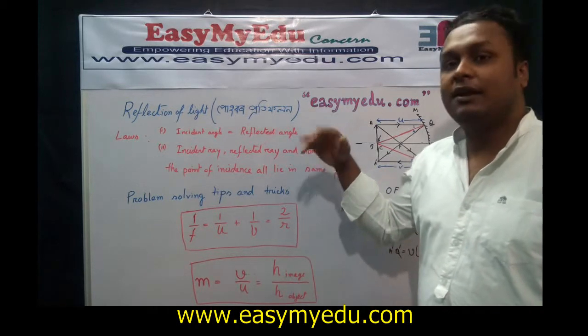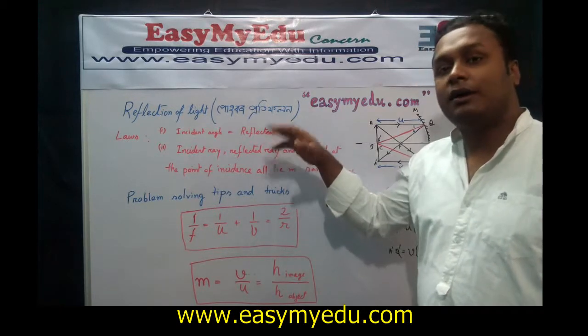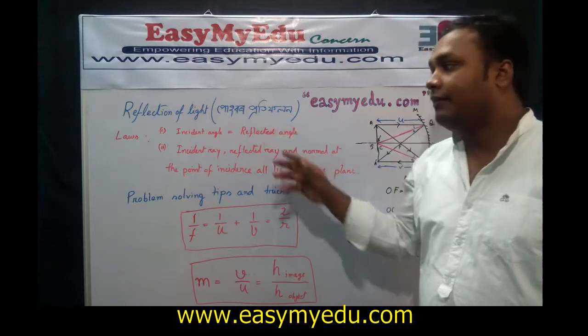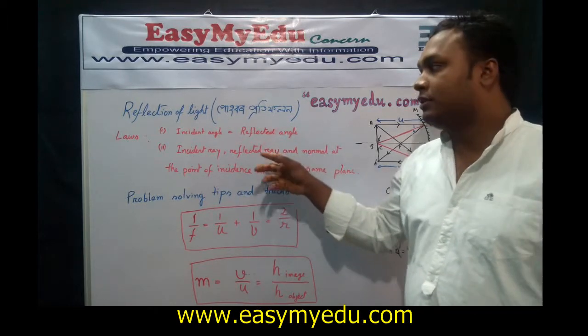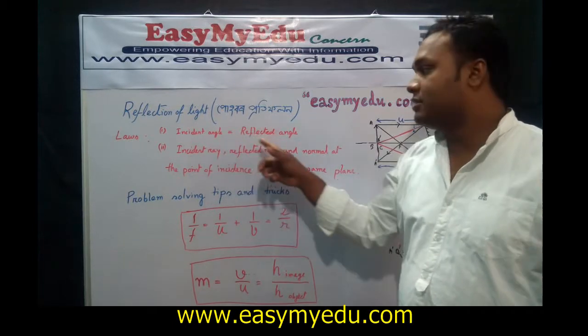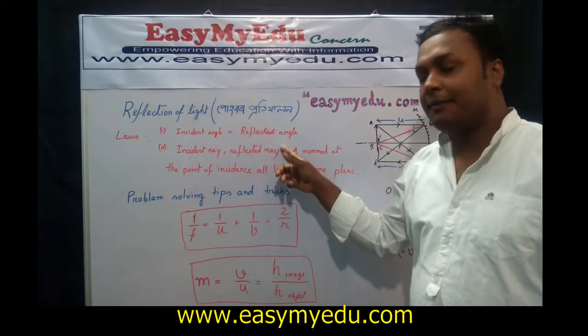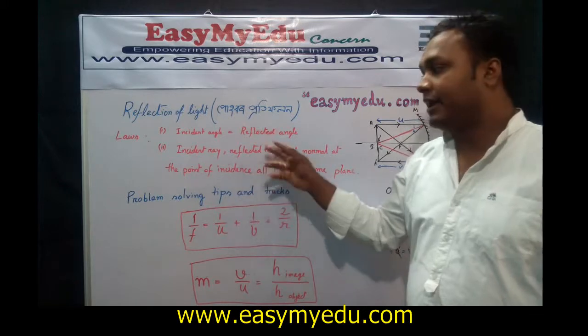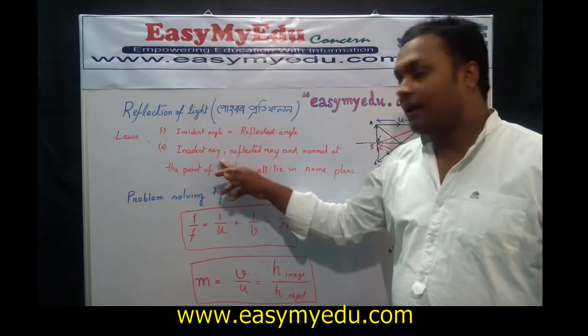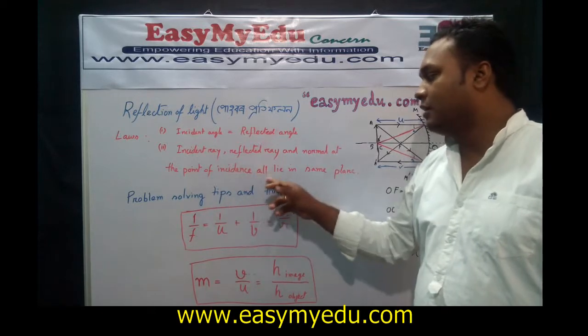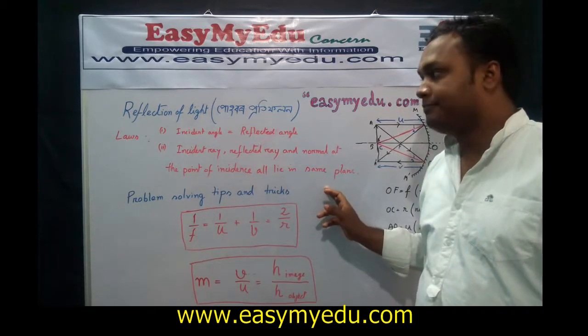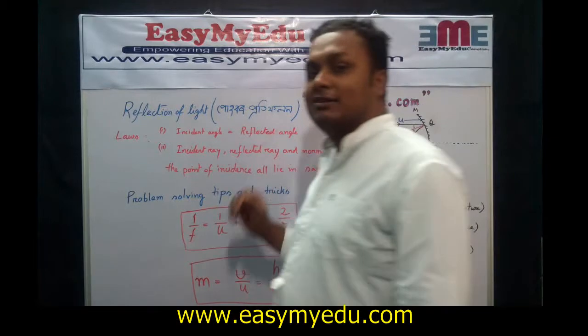So if the definition comes, then together with writing the definition, you will have to write the laws. So what are the two laws? First law is incident angle is equal to the reflected angle. And what does the second law say? Second law says that the incident ray, the reflected ray and the normal at the point of incidence all lie in the same plane.